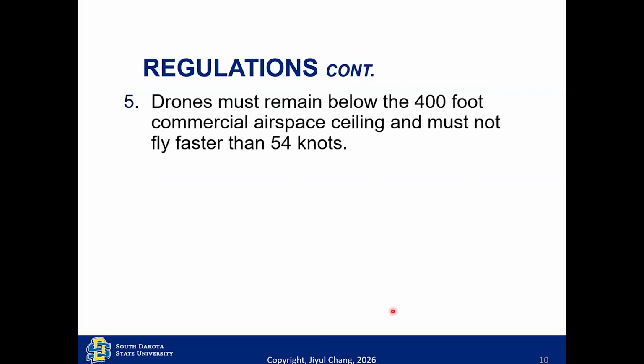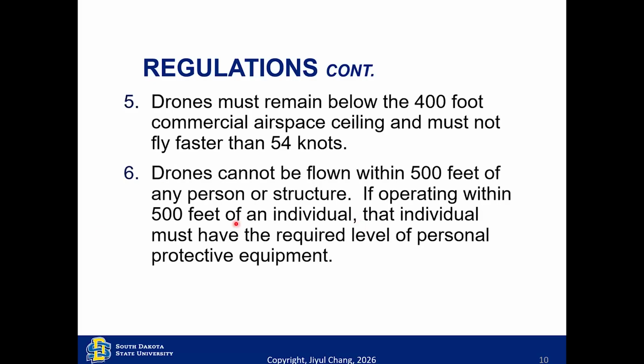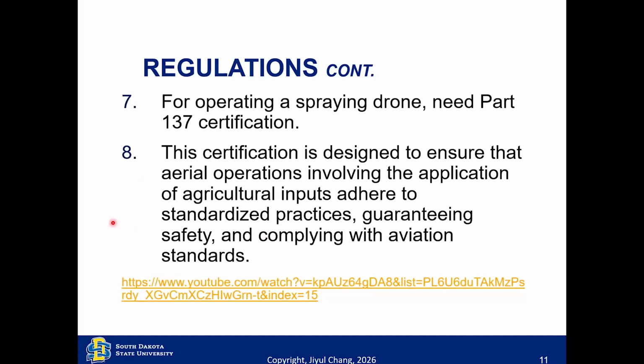Next one is the drone must remain below the 400-foot commercial airspace ceiling. Yep, 400 is the maximum altitude when you fly a drone, and it must not fly faster than 45 knots. And the drone cannot be flown within 500 feet of any person's personal areas. So if you want to do this, you have to give notice to the person, and you have to get the protective equipment.